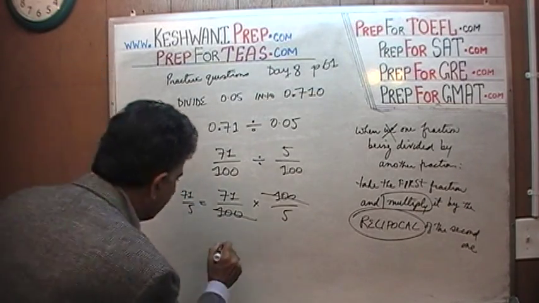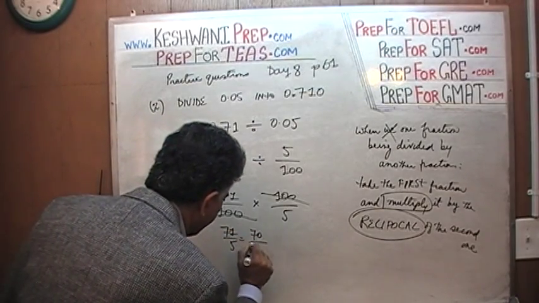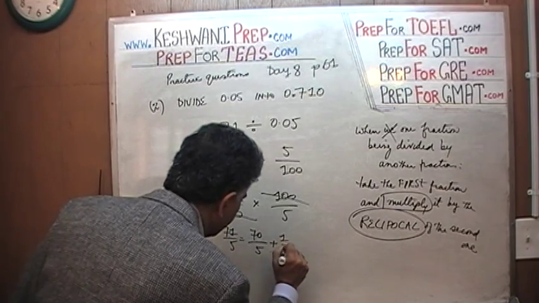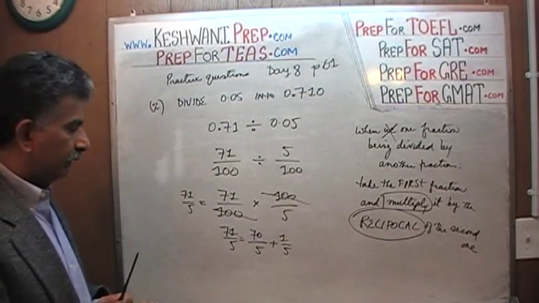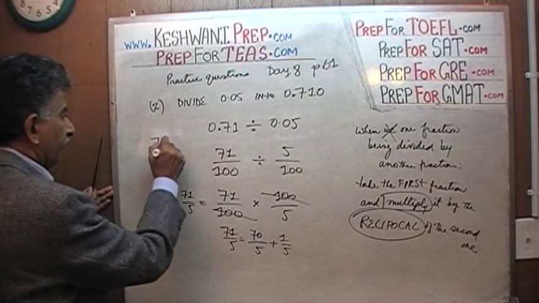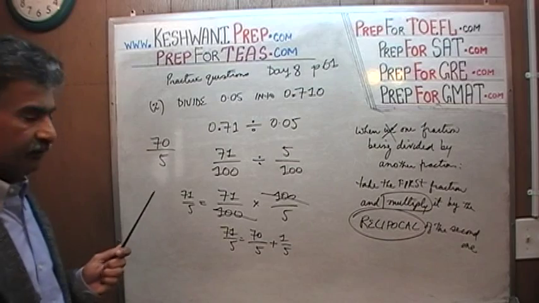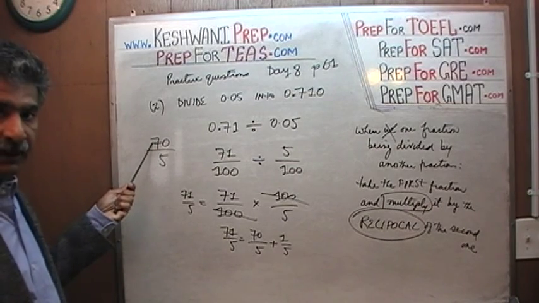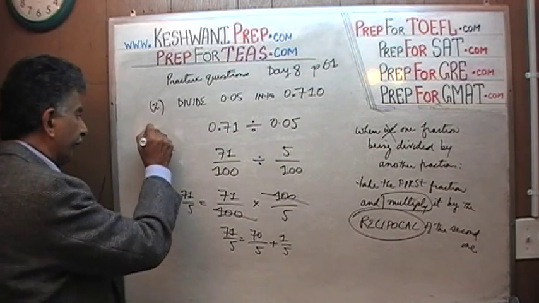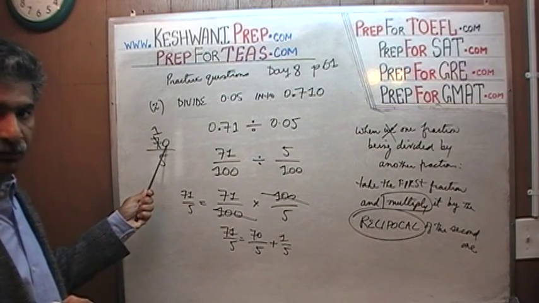And of course 71 over 5 can be written as 70 over 5 plus 1 over 5. How many 5's in a 70? Let's find out, shall we? How do we divide 70 by 5? Well, we ask ourselves, how many 5's in a 7? 7 has only one 5. The remaining 2 goes and joins a 0 and becomes 20.